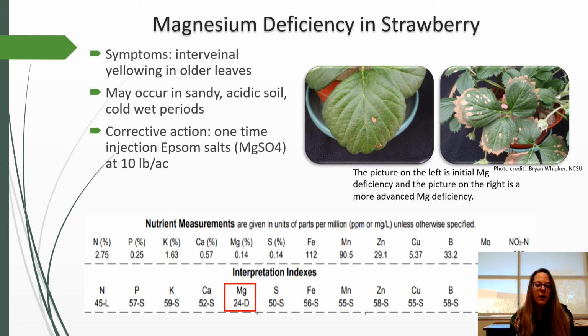So what is the corrective action for a magnesium deficiency? The corrective action is a one-time injection of Epsom salts at 10 pounds an acre per week. When we take a look at the report at the bottom of the page, we can see that magnesium has a deficiency index of 24. So what would we do as a corrective action? We would apply the corrective action of Epsom salts, and we would continue to monitor the magnesium level by sampling at least every 2 weeks.